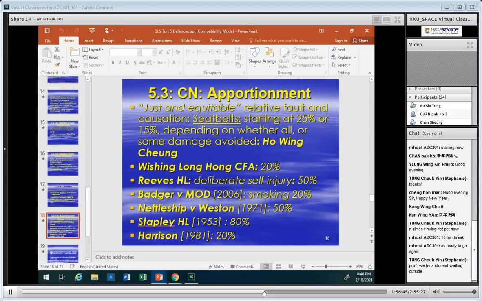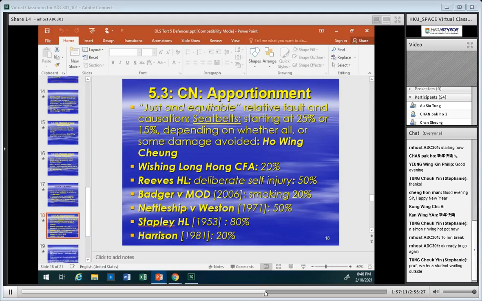Okay, so Nettleship and Weston, as I say, Wishing Long Hong and Nettleship and Weston are good cases because they are relevant to two big issues. They are both relevant to whether there's breach of the duty of care. Wishing Long Hong, it was breach of duty of care by an employer. Okay, and similarly in Nettleship and Weston, was there breach of duty of care by a car driver?